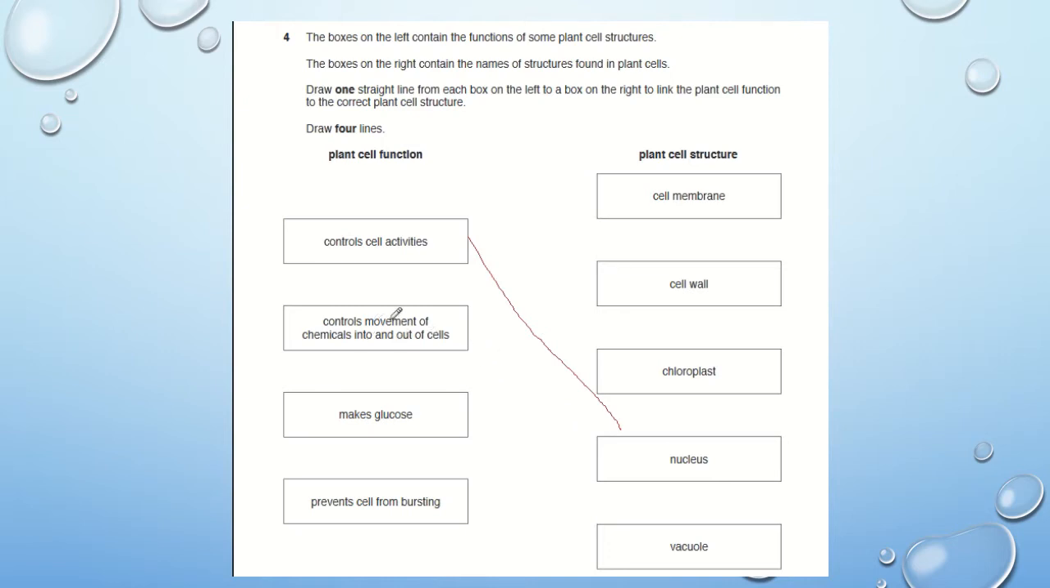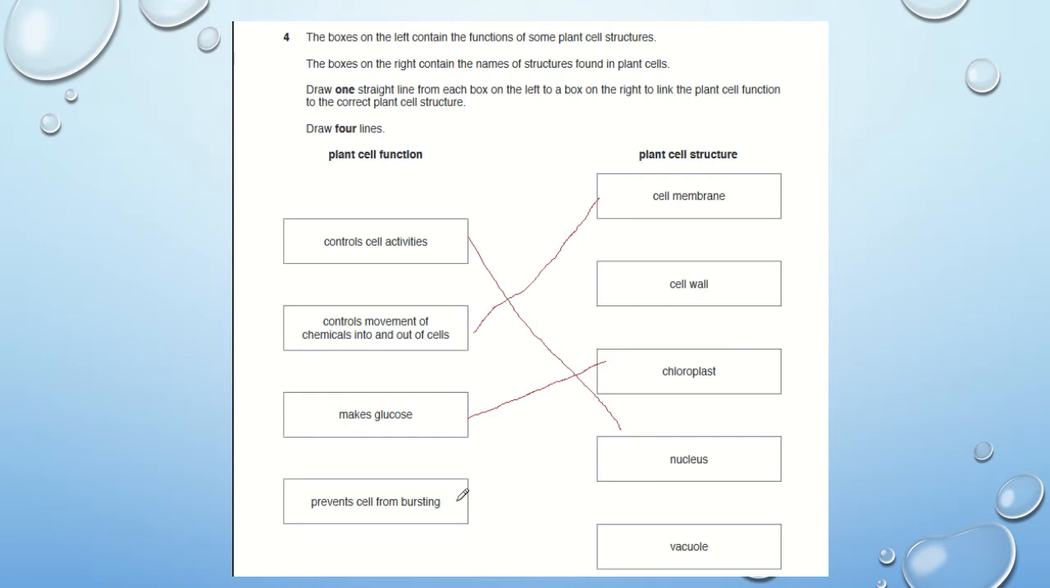Control movement of chemicals in and out of the cell. Well, we know that the cell wall is permeable, so it can't be the cell wall. The chloroplast makes sugar, so it can't be that. The vacuole stores stuff, so the only other option left is our cell membrane. Make glucose. This is what makes plant cells special. So this can of course be the one thing that only plant cells have, that is the chloroplast.